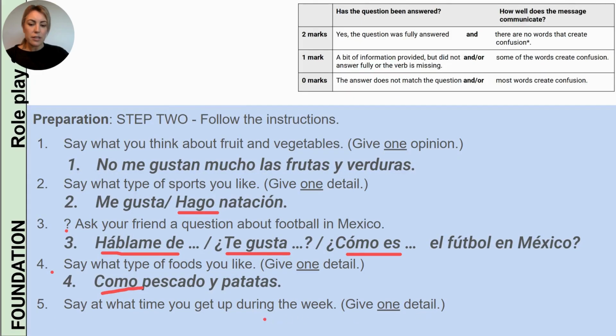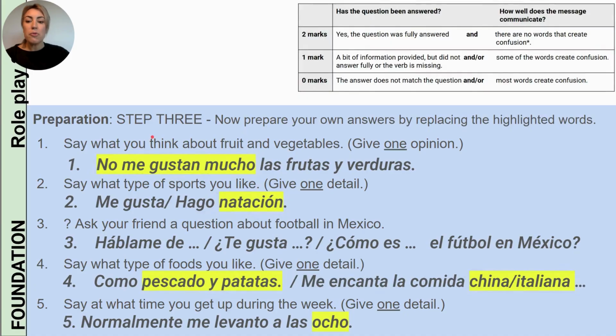And last, 5, say at what time you get up during the week. Give one detail. I need to say what time I get up. Me levanto, get up, ¿vale? Normally, I'm going to add because it's fancy. Normalmente me levanto a las 8. Okay, so those are my answers. Hopefully you can see that it's really, really easy, really straightforward. We don't need to show off any fancy vocabulary or anything, but it's really important that we include a verb and that we include what we see in brackets.